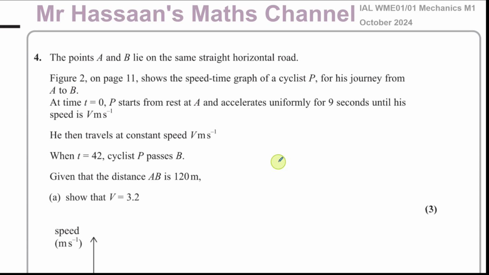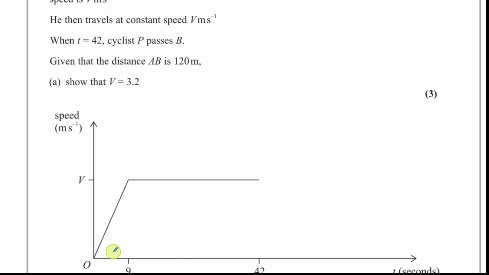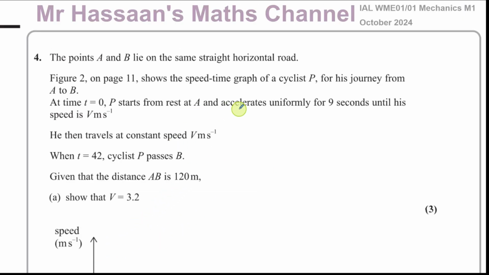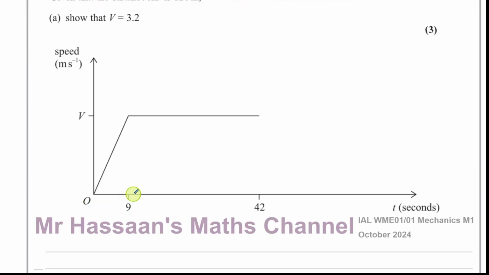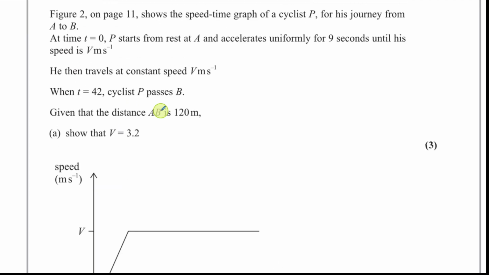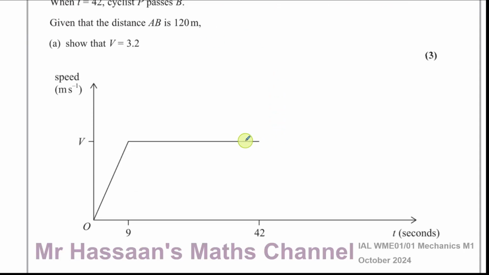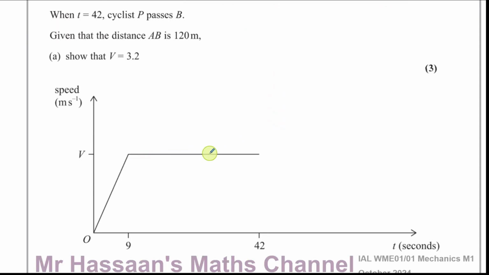At time t equals 0, P starts from rest at A, and accelerates uniformly for 9 seconds until his speed is v meters per second. So after 9 seconds, speed has become v meters per second, accelerates uniformly, so it's like a straight line. He then travels at constant speed, v meters per second. When t equals 42, cyclist P passes B. So the point B he passes at 42 seconds.